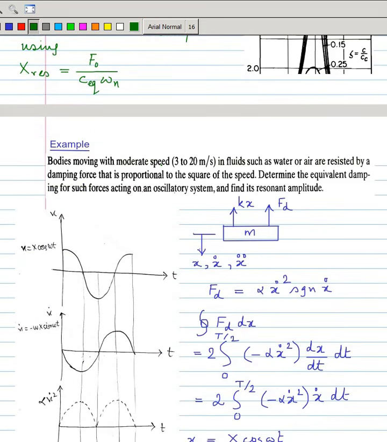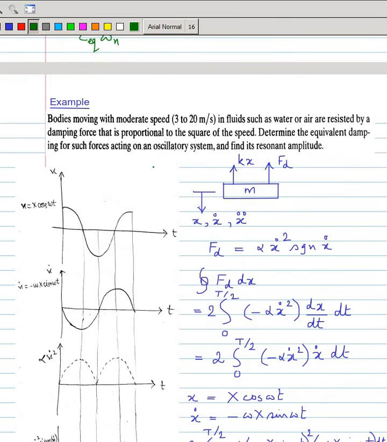So now we will work out one example. Bodies moving with moderate speed in a fluid such as water or air are resisted by a damping force that is proportional to the square of the speed. This is the body drag. Determine the equivalent viscous damping for such forces acting on an oscillatory system, and find the resonant amplitude.